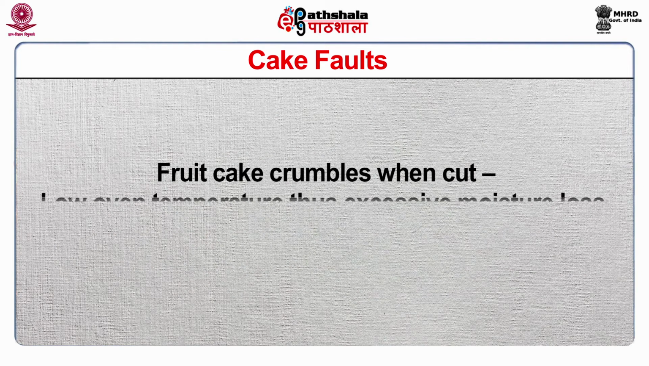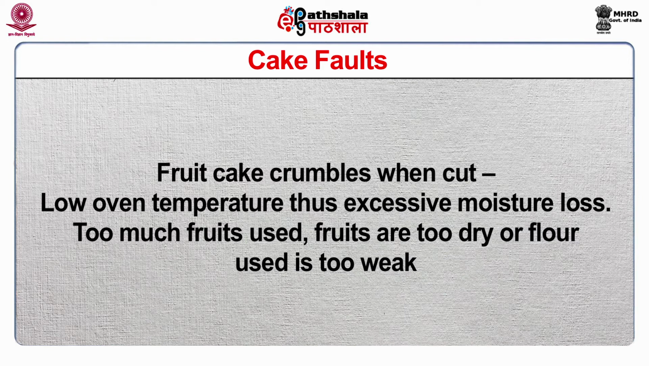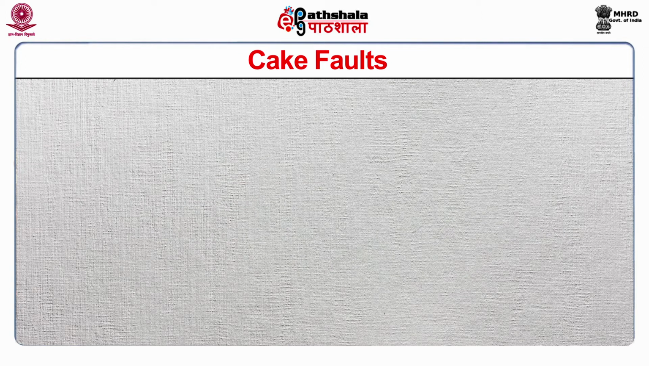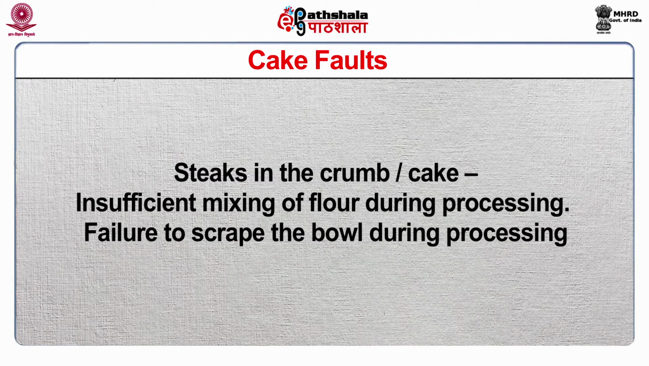The fruit cake crumbles due to low oven temperature, thus excessive moisture loss. Too much fruit used, fruits are too dry or flour used is too weak. There are streaks in the crumb of cakes. It is due to insufficient mixing of flour during processing and failure to scrape the bowl during processing.